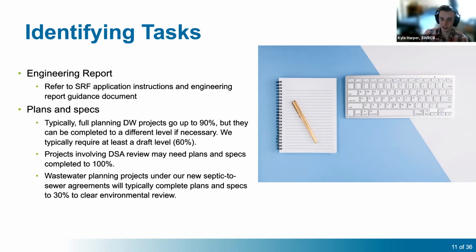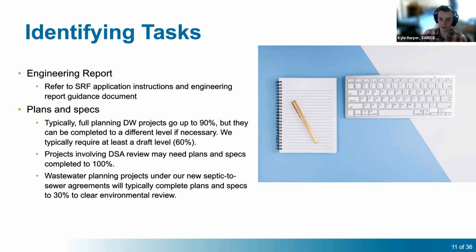For plans and specs, the completion of plans and specs actually varies depending on if the project is a drinking water or a wastewater project. For drinking water projects, we would ideally like to see 90% plans and specs completed. However, we will also accept draft level plans and specs, which is 60%. So we need to see at least 60% plans and specs for drinking water projects. But if possible, we would prefer to see 90%.